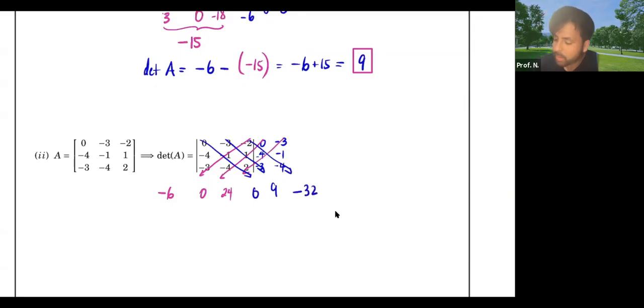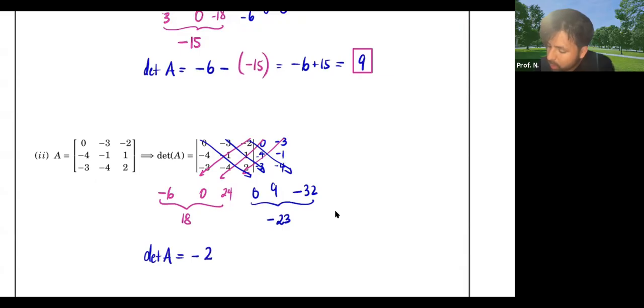So these are the numbers that I care about. Of course, I want to add these together. So what do I get? I get 18 when I add those together, and I get a negative 23. So then what's the determinant of A? I get -23 minus 18. So when I subtract these, I get -41.